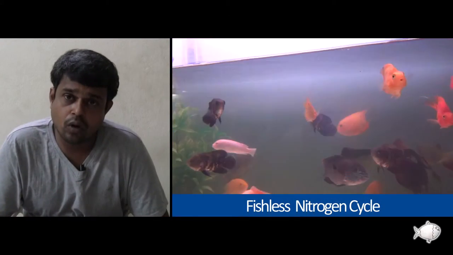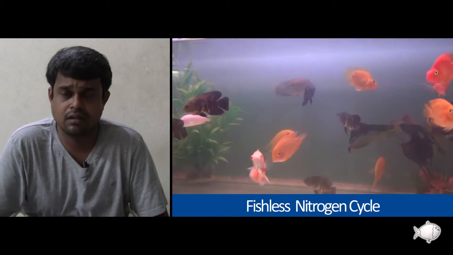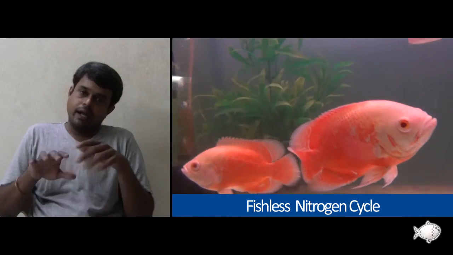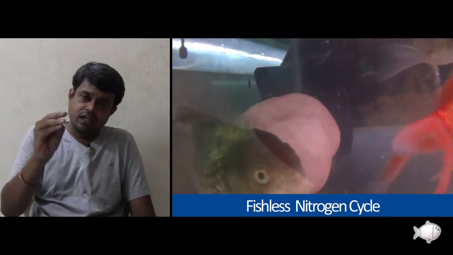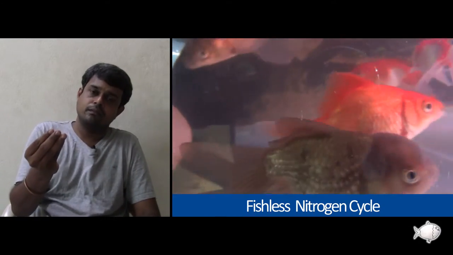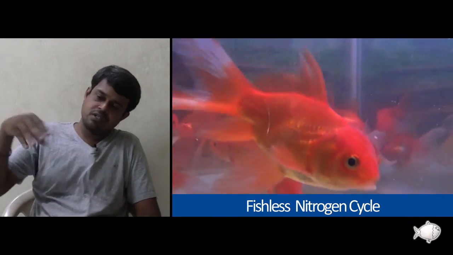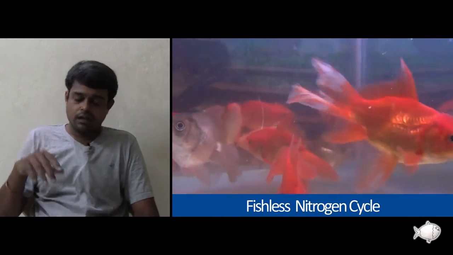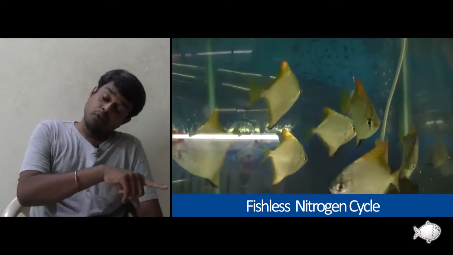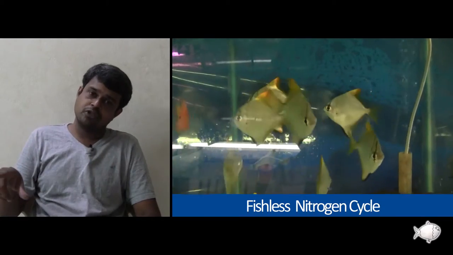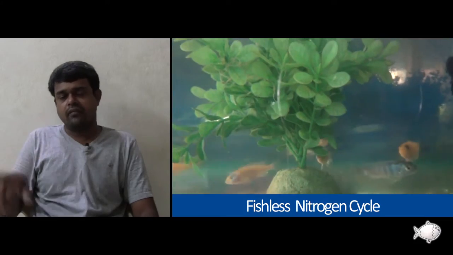So that is called the fishless cycle. How does it happen? They will take an aquarium, the entire setup is common. If needed, they will take some waste of the fish from another aquarium and just drop it here. So what happens? Ammonia will develop, and Nitrosomonas and Nitrobacter will be born naturally, so they get developed and flourish.